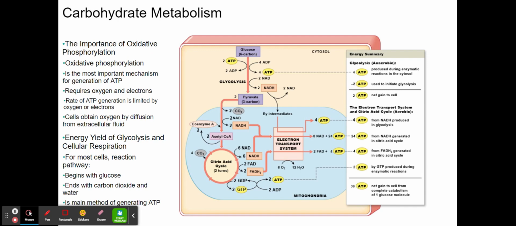Oxidative phosphorylation is the most important cellular mechanism for generating ATP. In most cases, if oxidative phosphorylation slows or stops, the cell dies. If many cells are affected, the individual may die. Oxidative phosphorylation requires both oxygen and electrons. For this reason, the rate of ATP generation is limited by the availability of either oxygen or electrons.